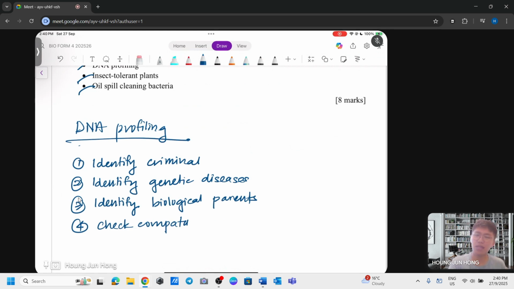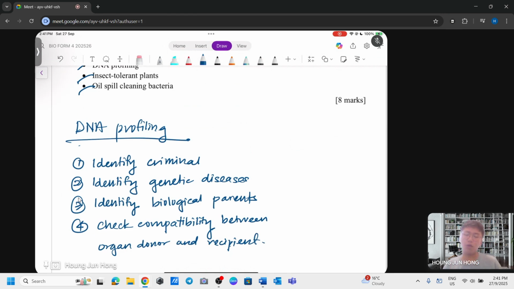How to spell it again? I'm looking at the Malay schema here. Compatibility. Compatibility, okay. So yeah, you can also check for the compatibility for organ donation, the compatibility between organ donor and recipient. So these are basically some of the importance of DNA profiling.